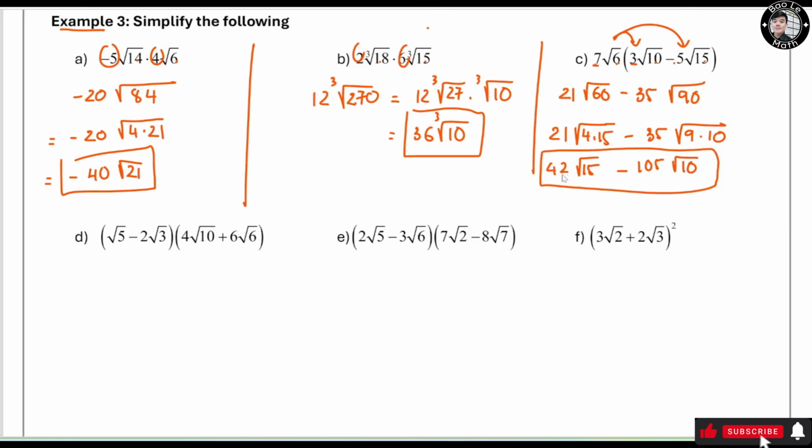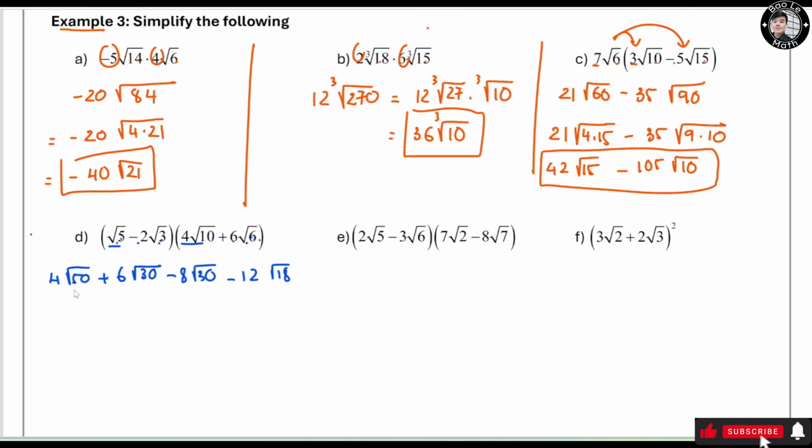You cannot combine because this is root 15, this is root 10, right? Now question D, we just distribute, right? So root 5 times 4 root 10 is going to be 4 root 50, right? Root 5 times 6 root 6 is going to be plus 6 root 5 times root 6 is going to be root 30. Negative 2 root 3 times 4 root 10. Negative 2 times 4 is going to be negative 8. Root 3 times root 10 is going to be root 30, right? And the last one, negative 2 times 6 is going to be negative 12. Root 3 times root 6 is going to be root 18, right?